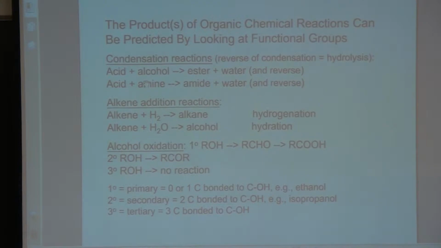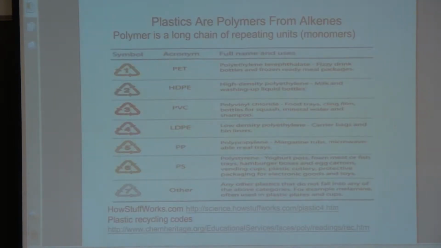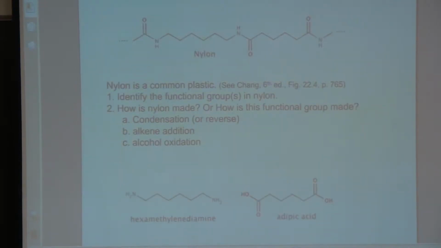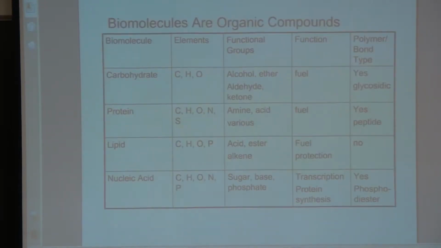So here are some reactions that we looked at: alcohol oxidation, these condensation reactions. So one condensation reaction we looked at is the reaction of an acid and an alcohol to make an ester. Also, there's the reaction between an acid and an amine to make an amide. Okay, so look at those two reactions. We looked briefly at plastics. There are two types of plastics: addition polymers and condensation polymers. So we looked briefly at those two types. And so that was from the quiz.